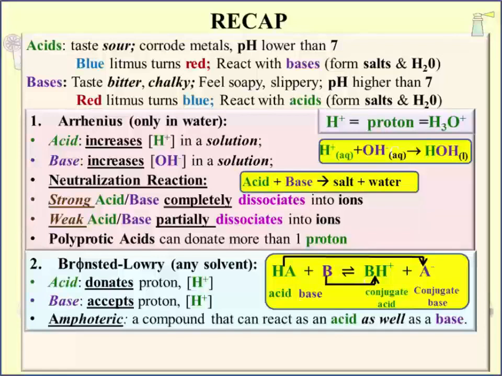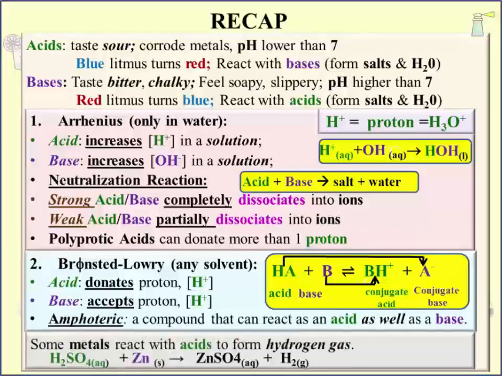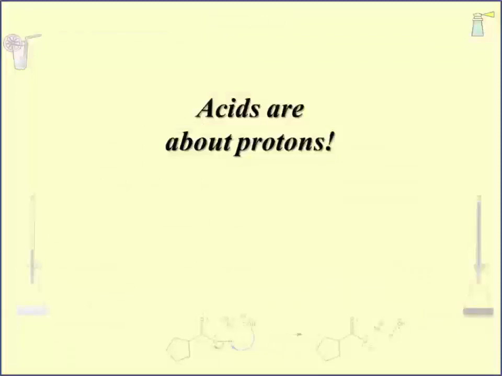A compound is amphoteric if it can react as an acid as well as a base. Bicarbonate is an example of such a compound. Some metals react with acids to form hydrogen gas. Reactivity of metals is found in a table. And that concludes our lecture. Acids are about protons.